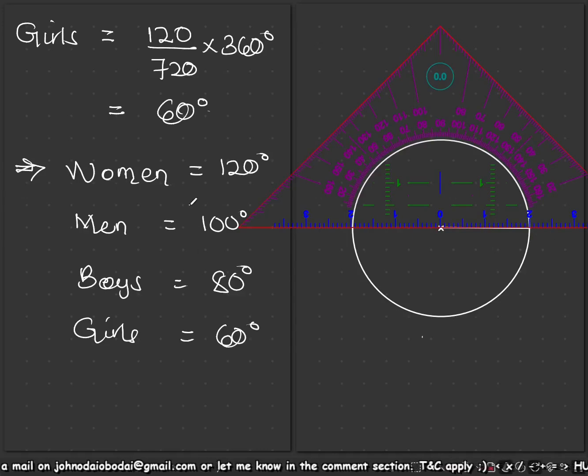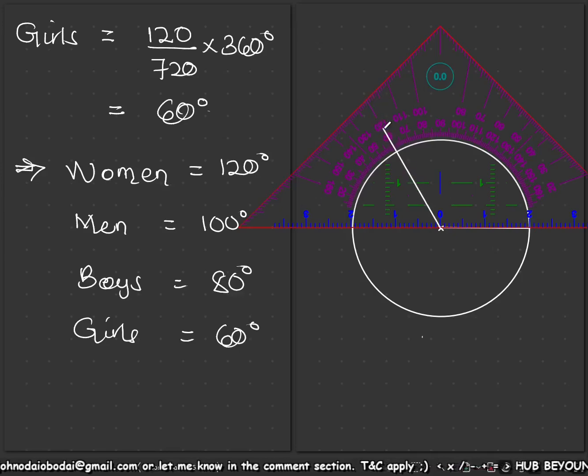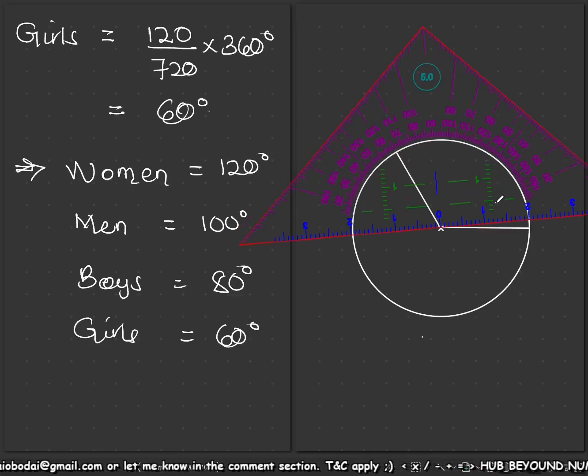Then for the first angle that represents women, it says 120. So on my zero line, I come all the way. This is where I have my 120. You see that over here, 120. So all I need is for it to be here. So I've drawn my first sector.